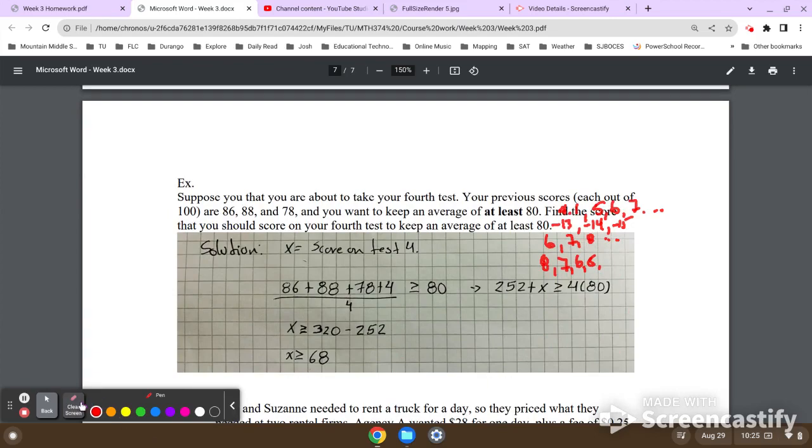I'm going to clear that off. We have a scenario. Please feel free to hit pause. Try it on your own. This one is worked out right here. Suppose that you're about to take your 4th test.